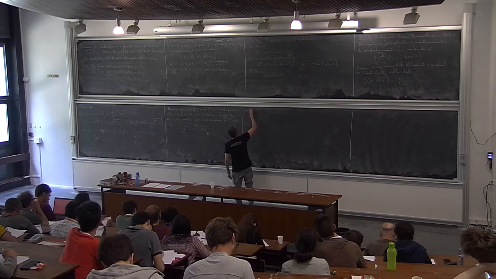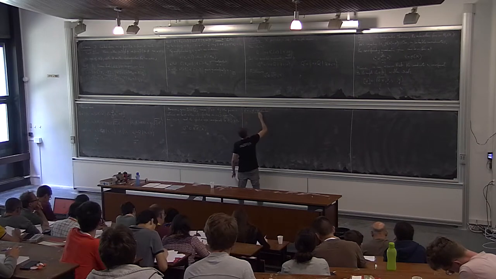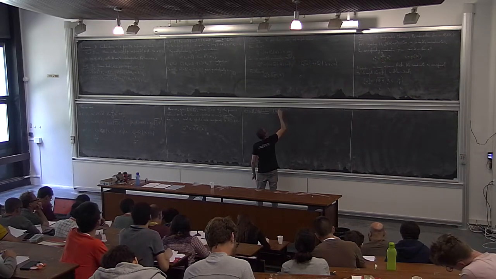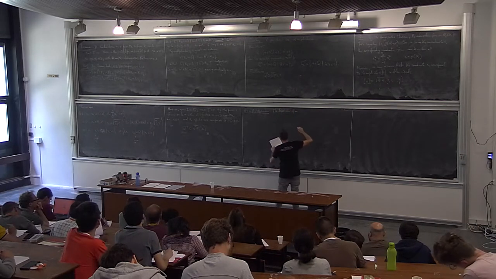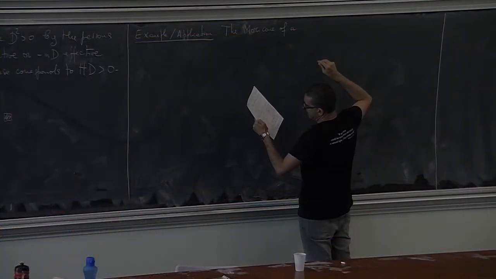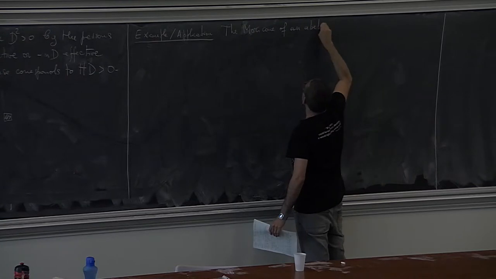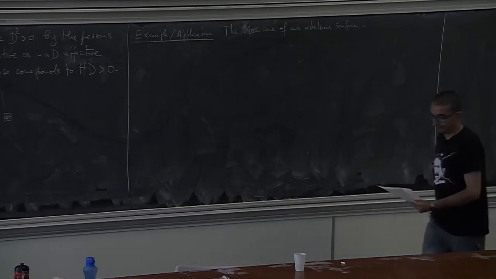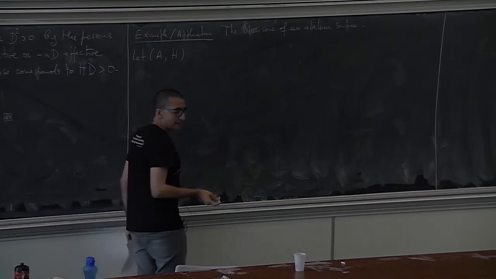Example application. The Mori cone of, let's say, a general abelian surface. We will see later. So, let (A, H) be a polarized abelian surface.